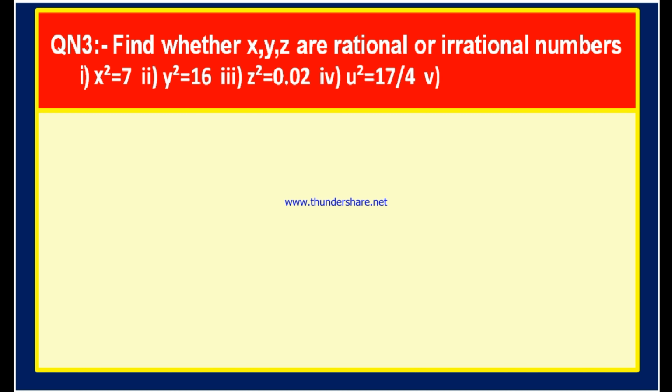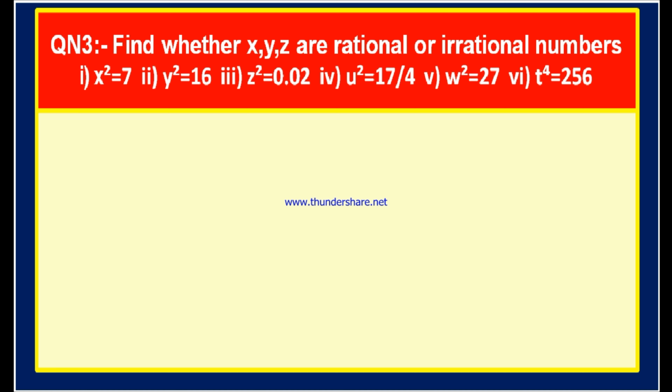The first bit is x square is equal to 7. Second bit is y square is equal to 16. Third bit z square is equal to 0.02. Fourth bit u square is equal to 17 by 4. Fifth bit w square is equal to 27. And sixth bit t power 4 is equal to 256. I shall repeat. Find whether x, y, z, etc. are rational numbers or irrational numbers.